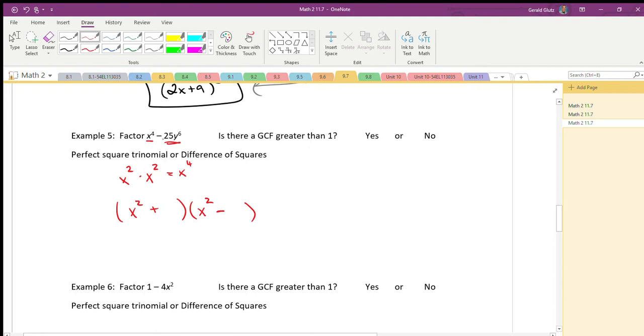Oh, and we checked. These do not have anything in common, so no. So even though I just forgot to do that, don't forget to do that. Always check to see if they have any common factors.